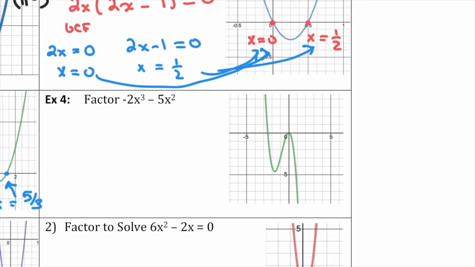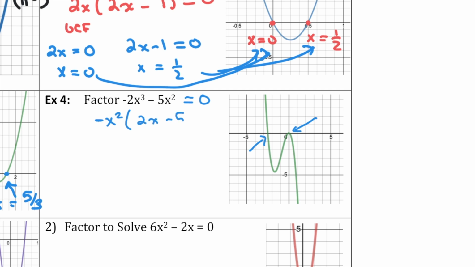All right, so for example 4, it looks again like I have some answers, but they might be hard to find. So if I set this equation equal to 0, and I factor out my negative and my x squared, there's my GCF, I'm left with 2x minus 5 equals 0. So negative x squared must be equal to 0, and 2x minus 5 must be equal to 0. So let's see here.